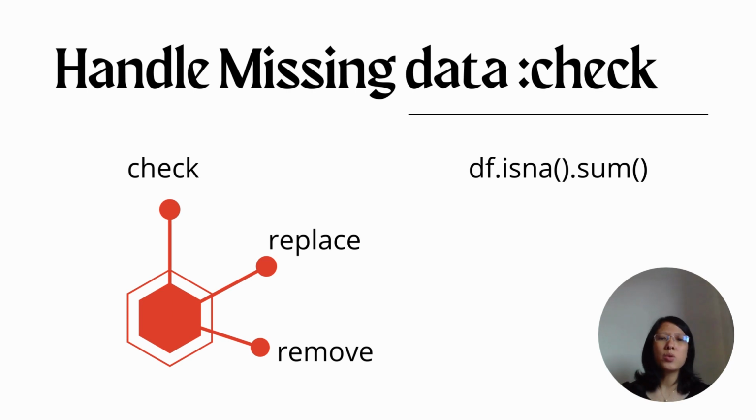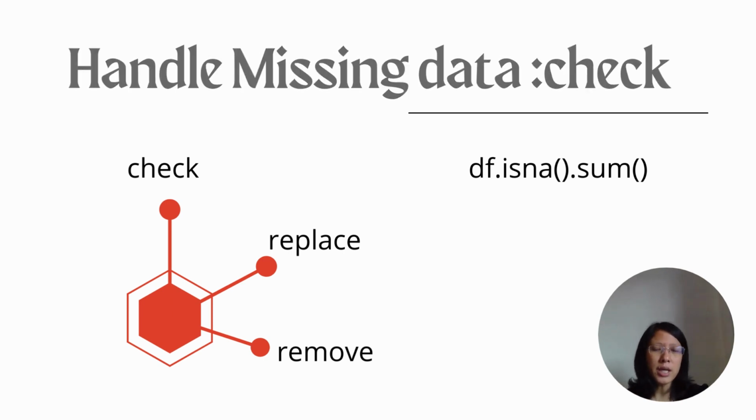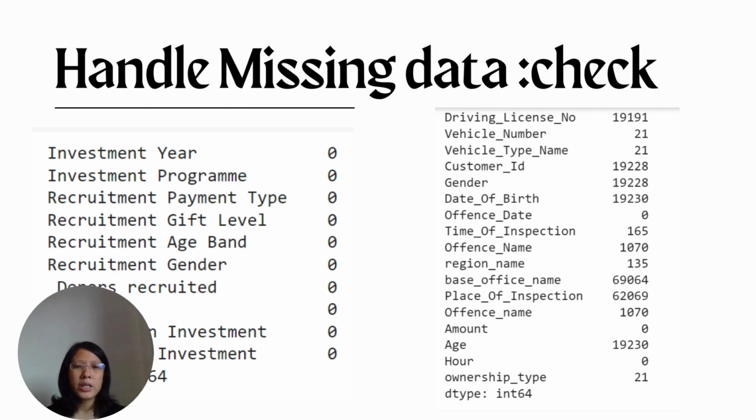Then you just need to use another method called sum, to count all the NaN values. So let's see an example. Here, I check for two data sets. The first data set is a donut data set. The donut data set doesn't have any missing value. So df.isna().sum() gives you all zero. There's no missing value.